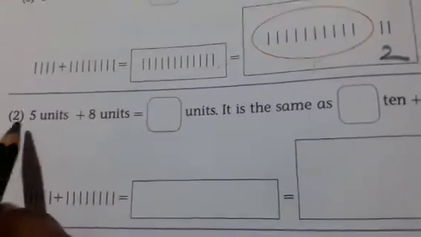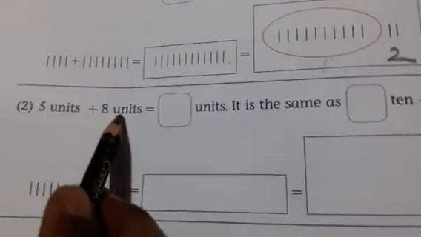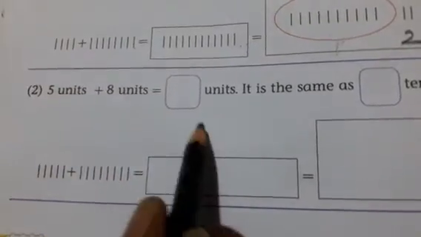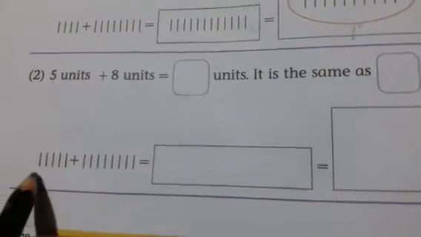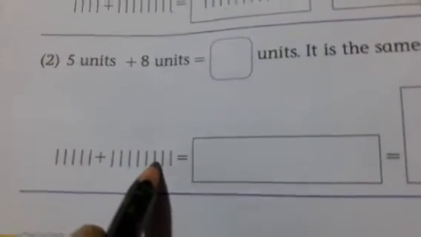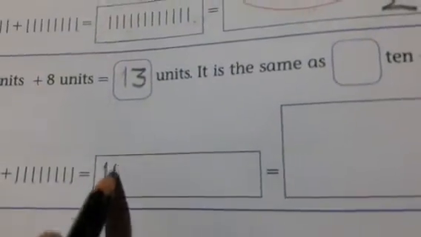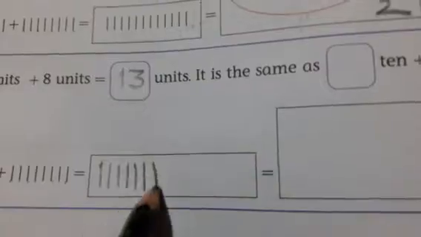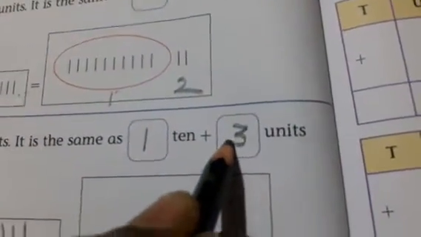Now next, 5 units plus 8 units. Then we have to do this addition. After 5, 6, 7, 8, 9, 10, 11, 12, 13. So draw here 13 lines. Means 13 units are there. So draw 13 lines. 1, 2, 3, 4, 5, 6, 7, 8, 9, 10, 11, 12, 13. Now 13 means what? 1 ten and 3 units.